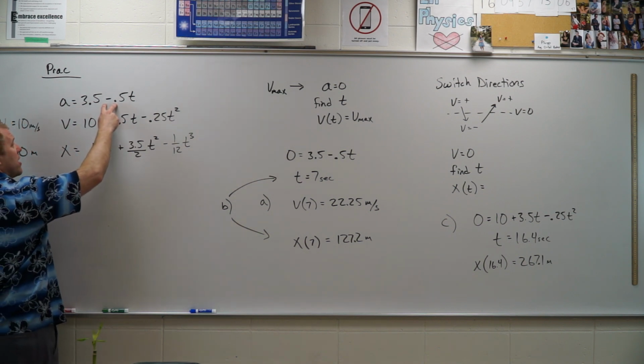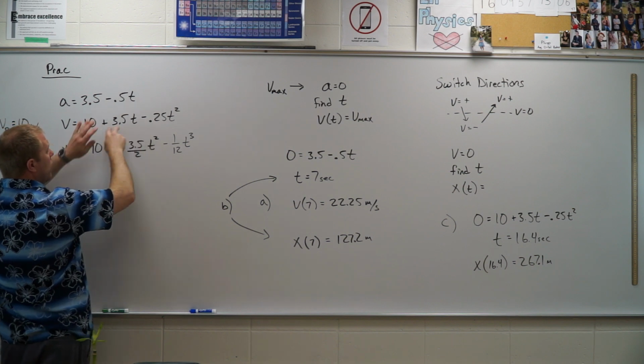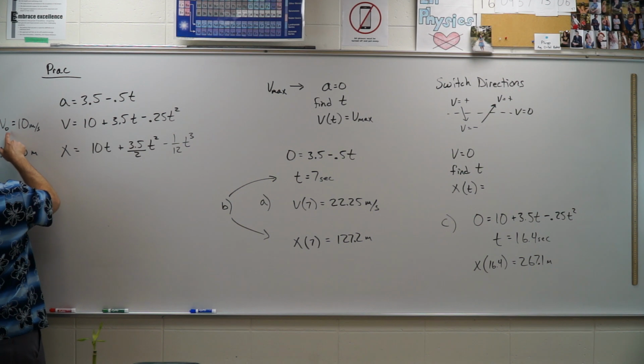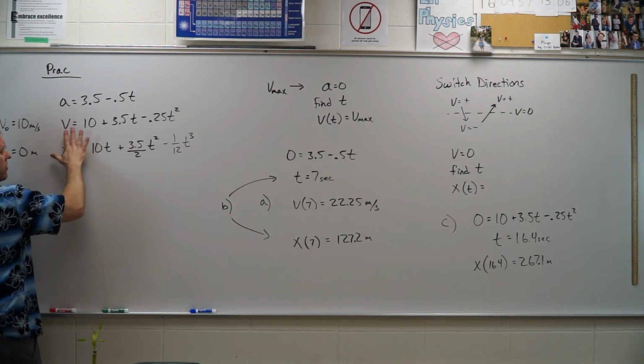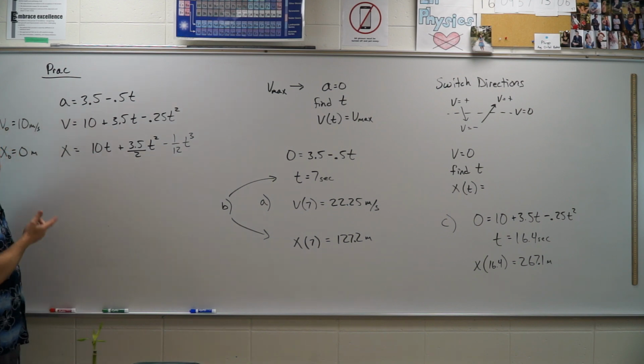And so when we integrate that acceleration function to get our velocity function, we're going to have essentially that plus c, which is our initial velocity, our velocity at time 0. And so we need to put that in there. When we integrate our velocity function to get our position function, our constant is 0, our x naught is 0.